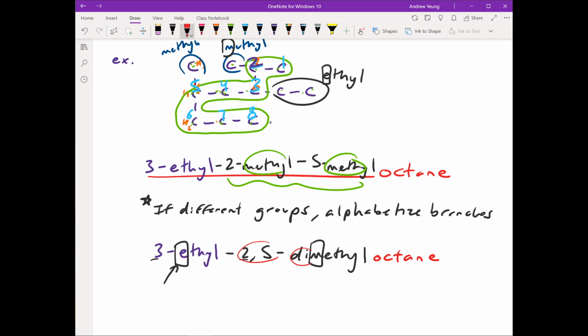And you'll notice for the alphabetizing rule, I actually called up a di or a tri from the earlier example here. I don't alphabetize it based on the D for the di. I alphabetize it based on the branch name. So M still comes after the E.